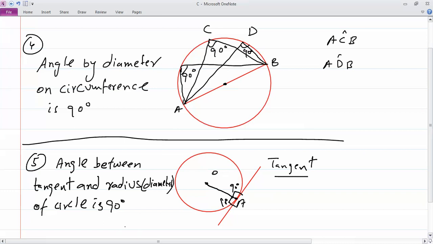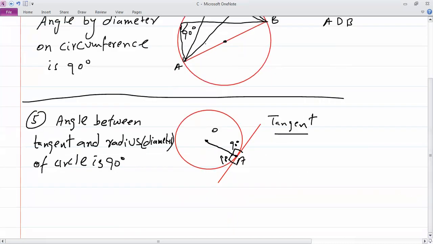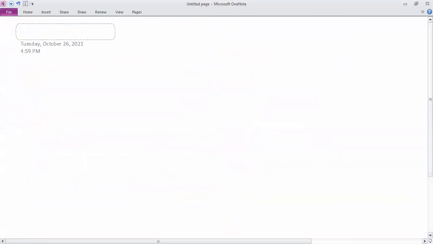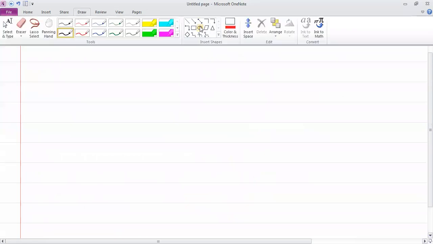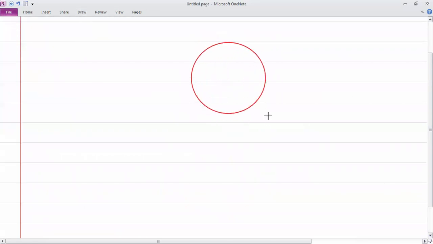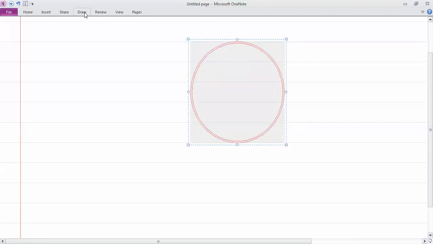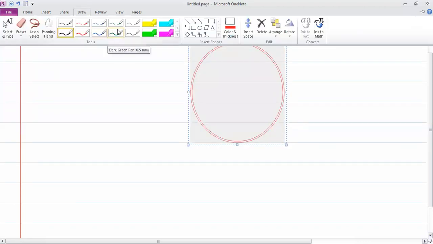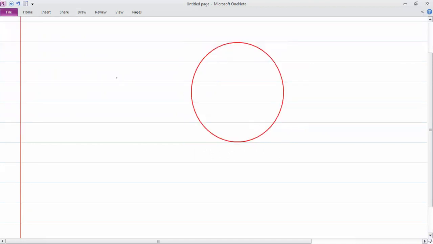Now next, rule number 6. Let me open a new page for rule number 6. Because once you know all the rules, solving the question will not be difficult at all. But try to make sure you use them in an order. It means you check if this rule is applicable. If not, then move to the next rule. If that is not applicable, then move to the next rule, and so on. Okay, let's say I'm going to take a chord.